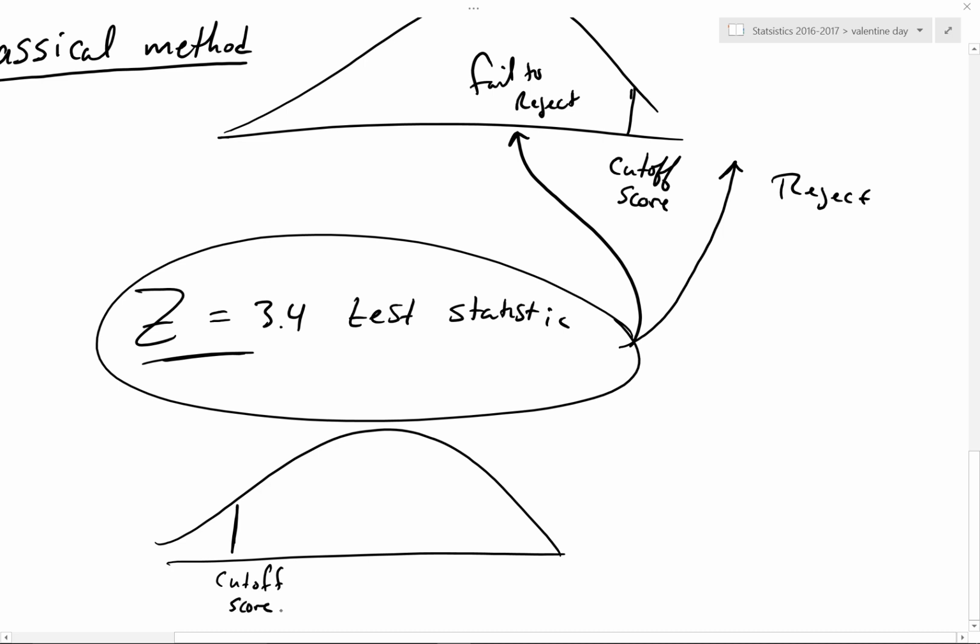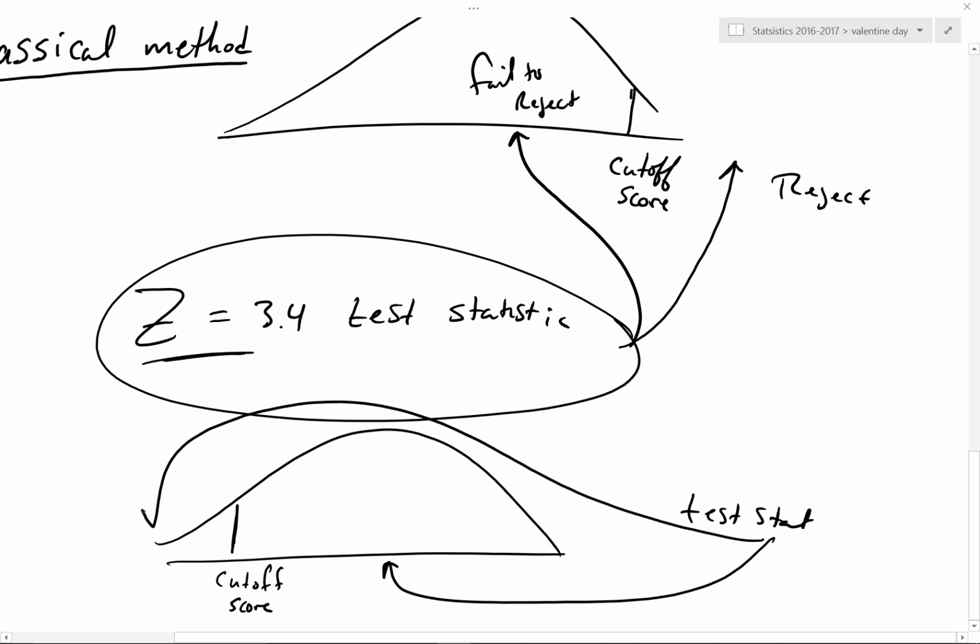Right? And if your test stat was out here, what would it be? I'd fail to reject. That's normal. That's where I would expect it to be. But if it was out here in the tails, I would reject, because that's weird. Yes, dear. What's that? Everything's weird.